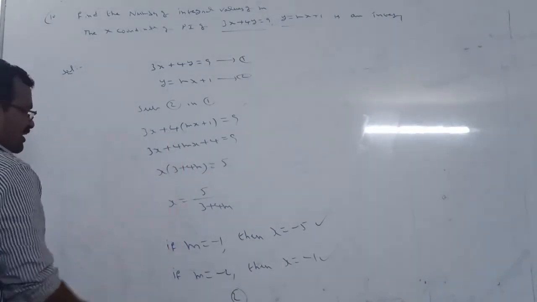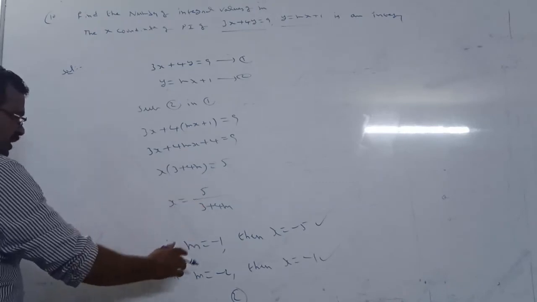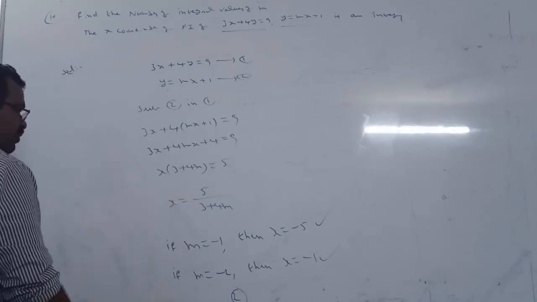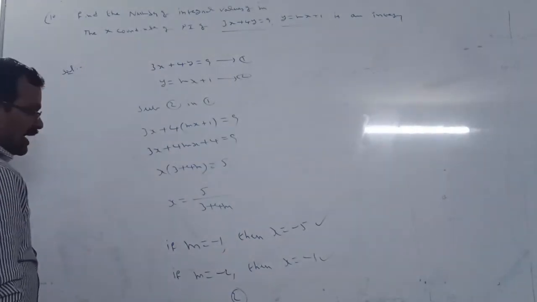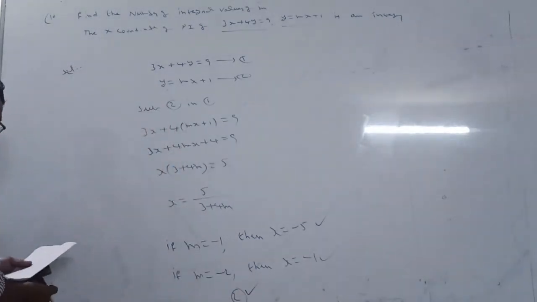So other values don't exist. You can check after m equal to minus 2, minus 3 and so on. Only 2 values give an integer x coordinate. So the answer for this one is 2.